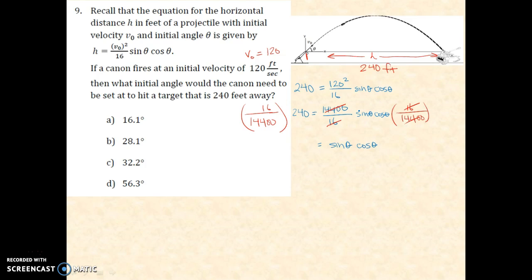So 16 times 240 is 3840 over 14,400. And this reduces to 4/15.